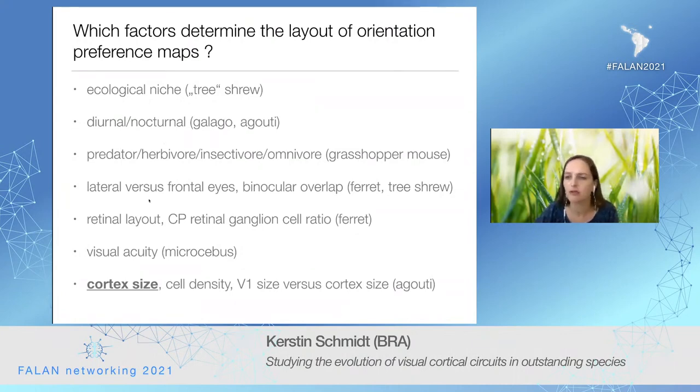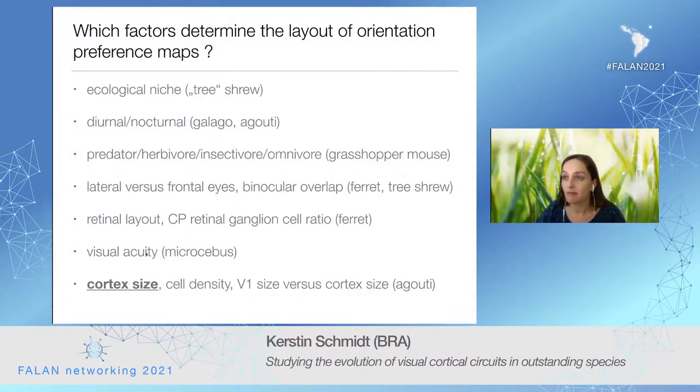Lateral versus frontal eyes could be important, binocular overlap. But there are also extreme species which have less binocular overlap and still have pinwheels. The retinal layout might be important because you might remember that all the rodents, or also the order of the lagomorphs, the rabbits as well, have their eyes very lateral, and they have a horizontal streak instead of a fovea, so that might be important.